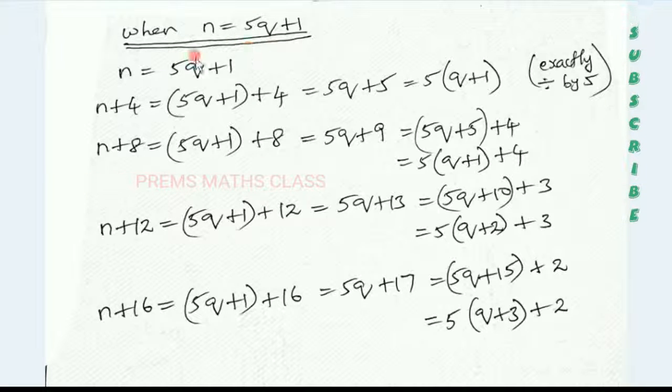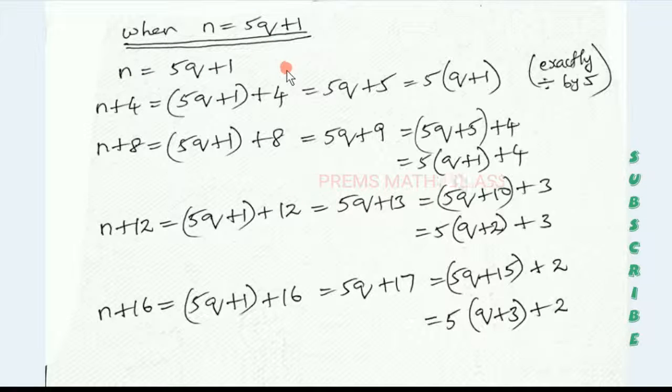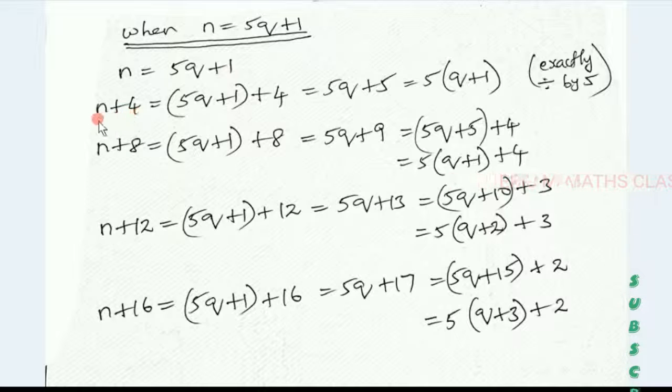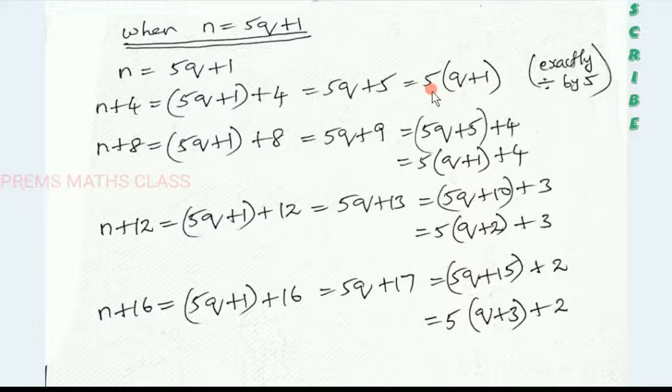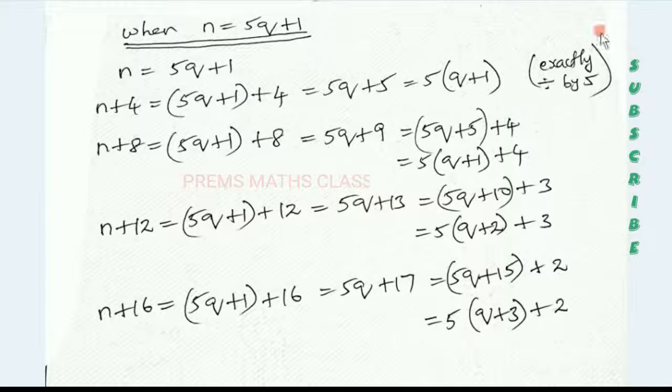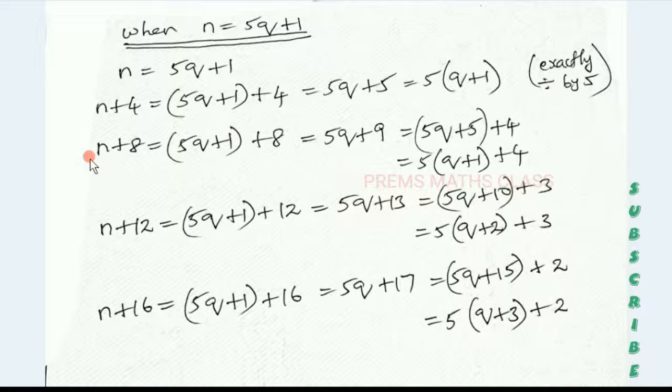Now case 2. n is equal to 5q plus 1. So substitute n equal to 5q plus 1. Here the remainder is 1, so not divisible by 5. Next, n+4. Substitute n equal to 5q plus 1 plus 4. So it becomes 5q plus 5. Now taking 5 common, 5 into q plus 1. That means it is exactly divisible by 5.